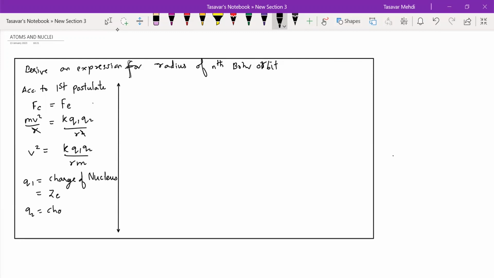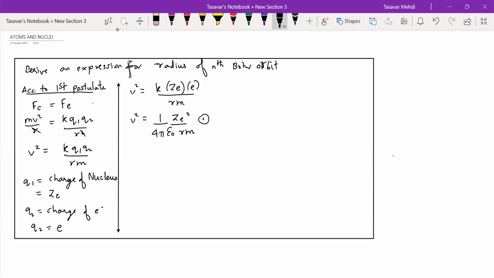Q2 मतलब क्या? Charge of electron. What is charge of electron, dear students? It is E. Simple. So I can write v square will be equal to K. Q1 की जगह पे I'm going to write what? ZE. Q2 की जगह पे what I'm going to write? E. R as it is, M as it is. अच्छा बच्चा, what is K? K is constant whose value is 1 upon 4 pi epsilon naught. It will become ZE square upon RM. It is called as equation 1. Let's go for now which postulate? Second postulate.